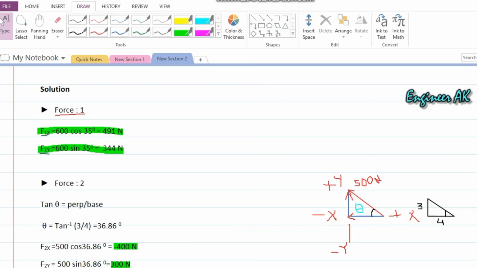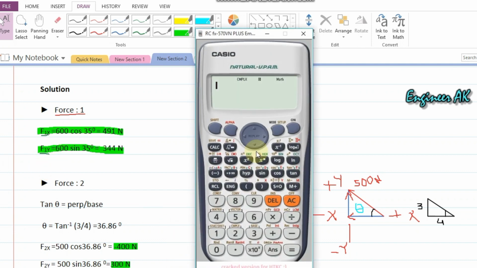Now if I want to find the other components, the magnitude for the fourth one was 600, and then shift angle, and the angle was 35 degree. So here you can see the x component was 491, and the second was 344. So you can see the second is 344 Newton. So the first force is also correct.